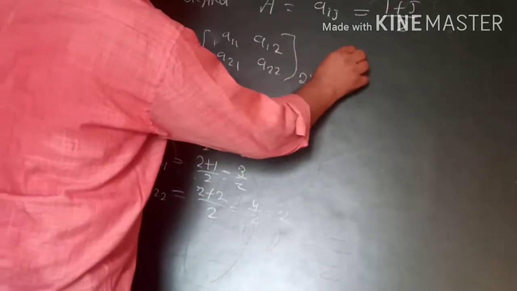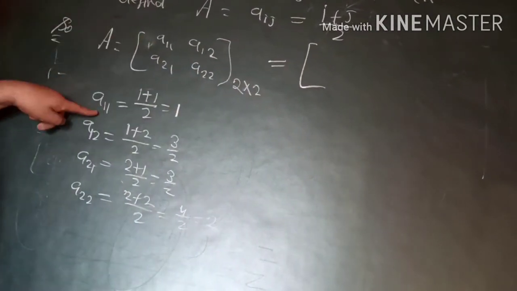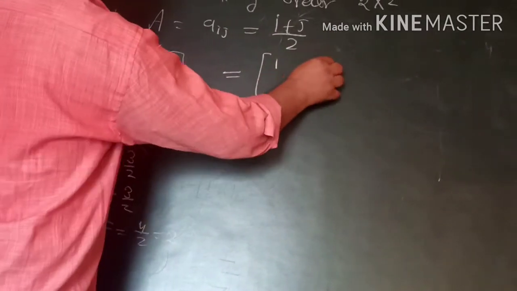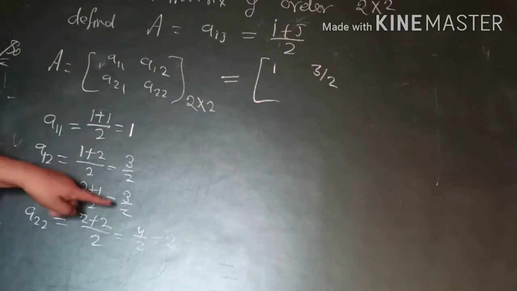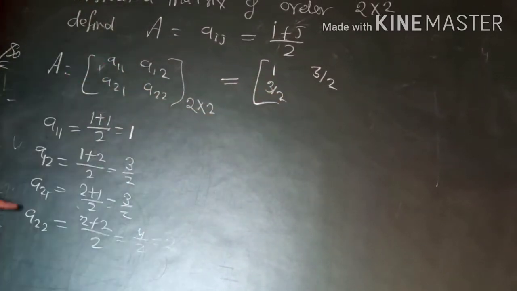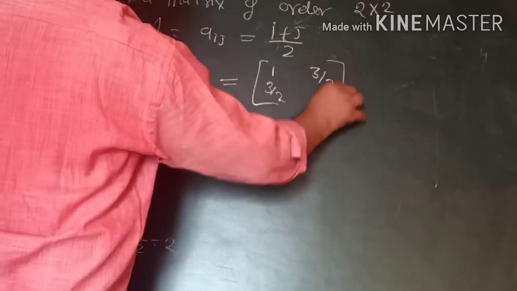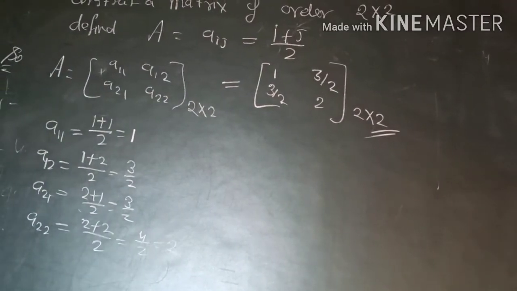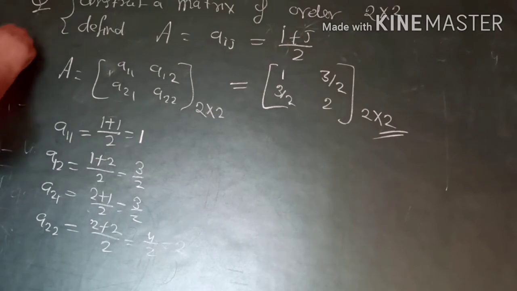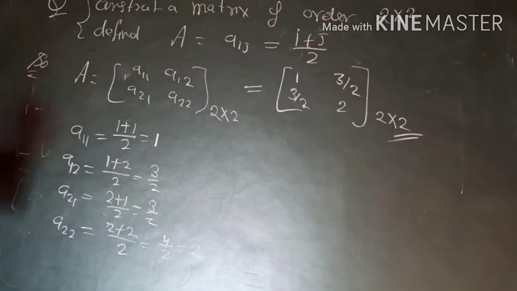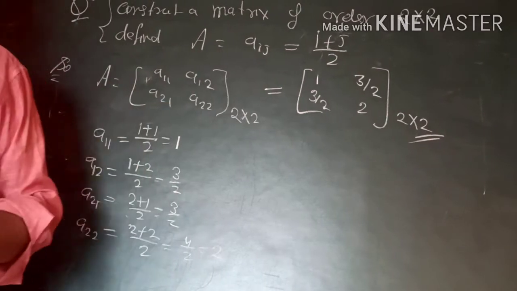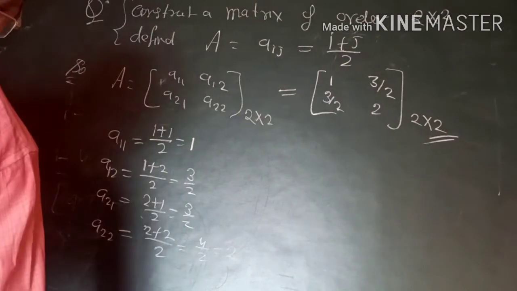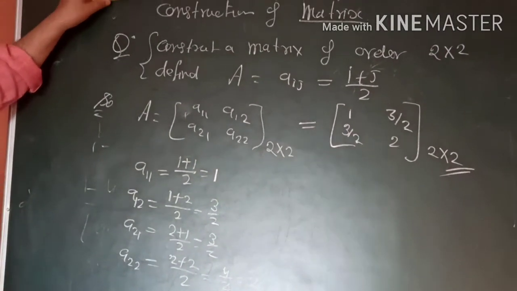By putting all these values over here, A11 is coming 1, right? A12 is coming 3 by 2, A21 is also 3 by 2, and the last one, A22, is coming 2. This is 2 cross 2. This is the construction of matrix by the given conditions. The question was to construct a matrix of order 2 cross 2, define A equal to Aij where Aij is i plus j upon 2. In the same way, we will start your next exercise 3.1.